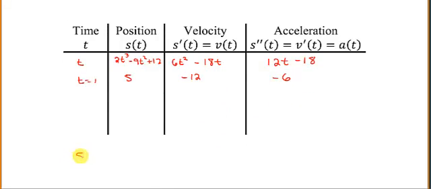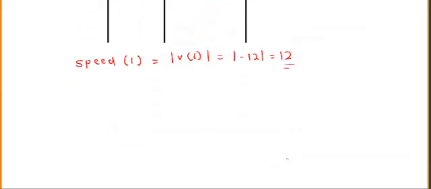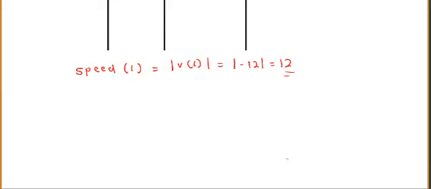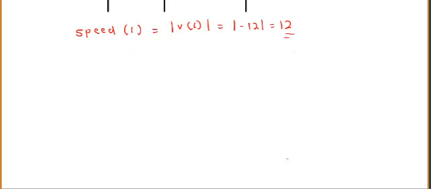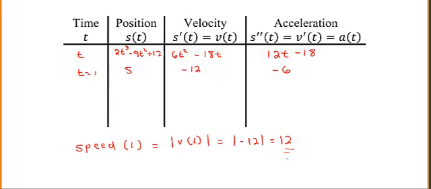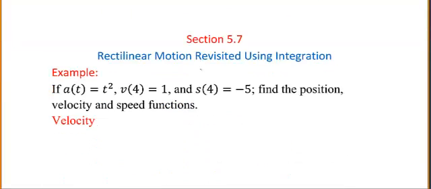The speed at time t is equal to 1 is the absolute value of the velocity at t is equal to 1. And so that would be the absolute value of negative 12, which is 12. So this would be the speed at that time. So remember how this works. The derivative of position is velocity, derivative of velocity is acceleration. The absolute value of velocity is speed, and when the signs on the velocity and acceleration are the same, we're speeding up. When they're opposite, we're slowing down.